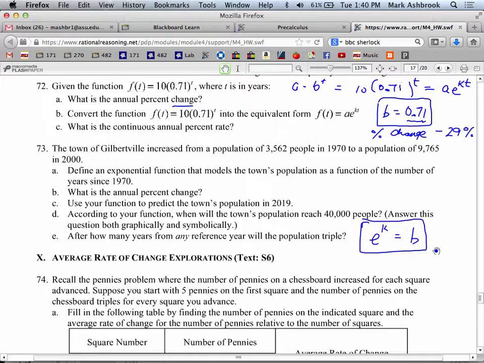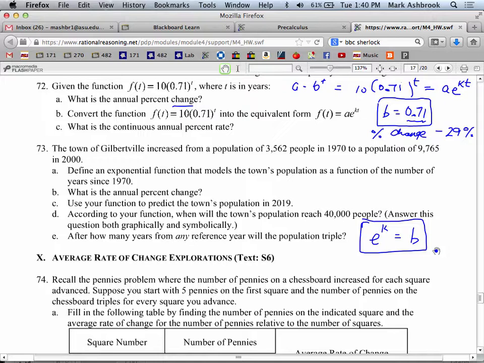B. Does it reflect the true percent decrease or not? Yes, it's the true decay factor. So it reflects the true percent decrease. It's 0.71, and our percent decrease is 29%.